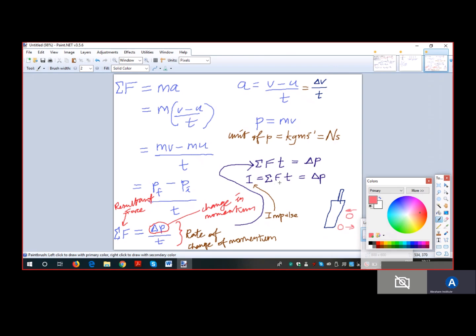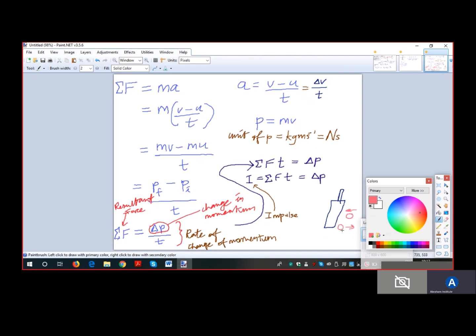Okay, so the force exerted by the bat is, let's say, F. Then the time is the time period during which the ball was in contact with the bat. So that force exerted by the bat times the time the bat was in contact with the ball will give you the impulse. And what happens is this will cause a change in momentum of the ball. So let's say in the beginning the ball was moving in this direction with a certain velocity, but now what happens?